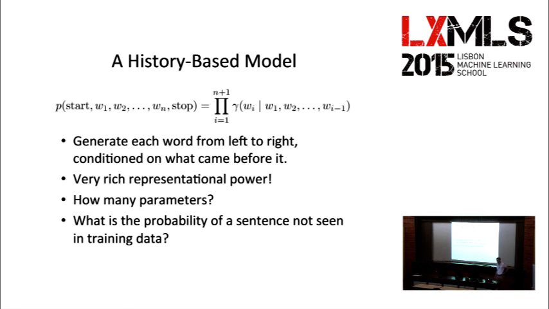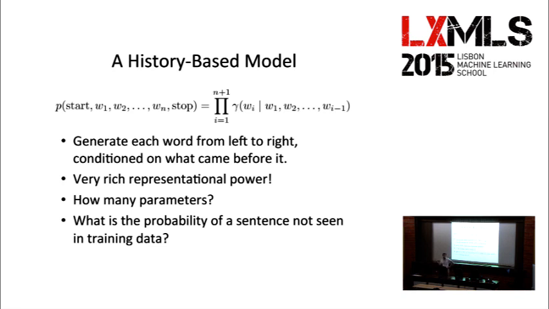But the good news is that it's very rich. You can capture any distribution over sequences this way. It's sort of infinitely flexible, and that's the problem, right? From a machine learning point of view, it's a very powerful model, but it requires essentially infinite data to estimate. It has too many parameters, an infinite number of parameters, and it's still not clear what's going to happen when I see a sentence that was not in my training set.